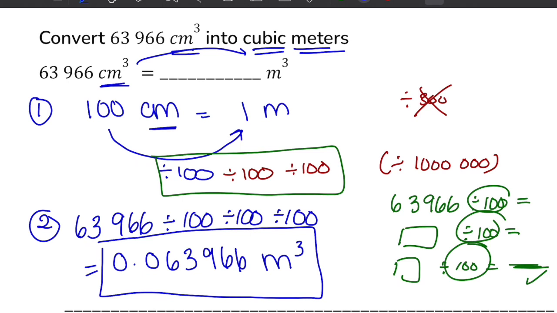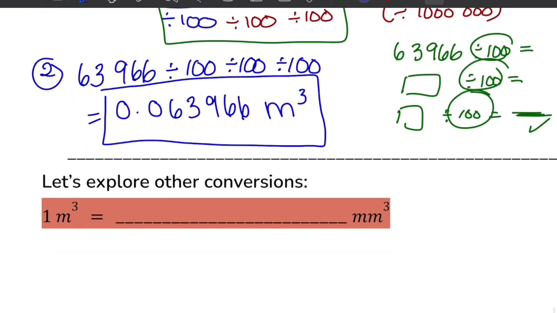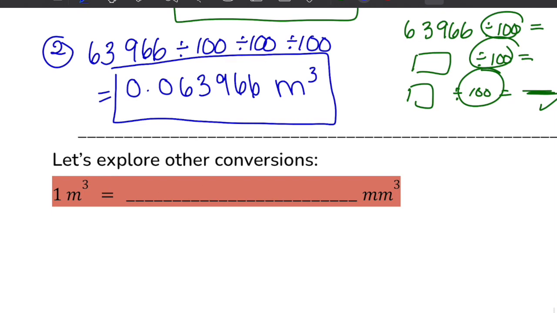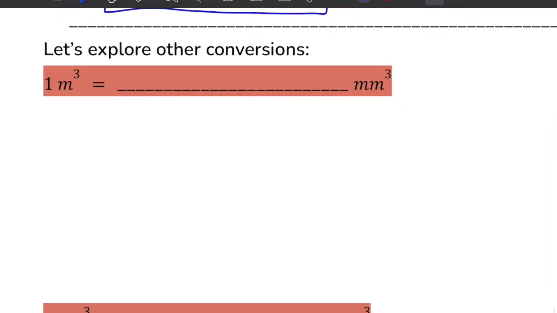So now I'm going to stop this video here, and then in the next video, we're going to talk about other units, meters cubed and millimeters cubed and kilometers cubed and all of that.